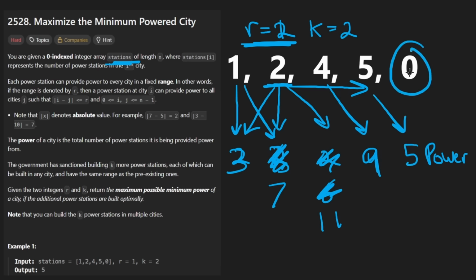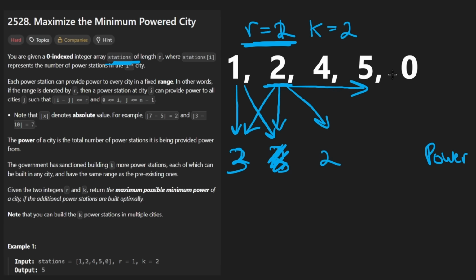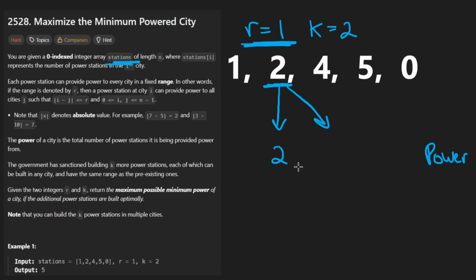And then this 0, I mean, it could supply power to itself and its left neighbor. It doesn't have a right neighbor, but it just has a number of stations equal to 0, so it's not really supplying any power. And that was assuming that the range was 1, by the way. That's kind of what the power array would look like. So you can see that in terms of computing the power array, we could probably do it with some kind of sliding window or something like that.